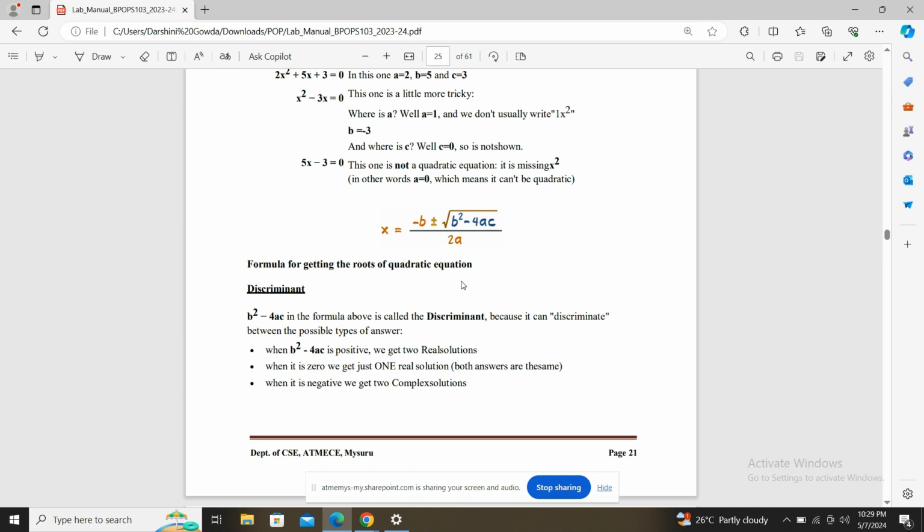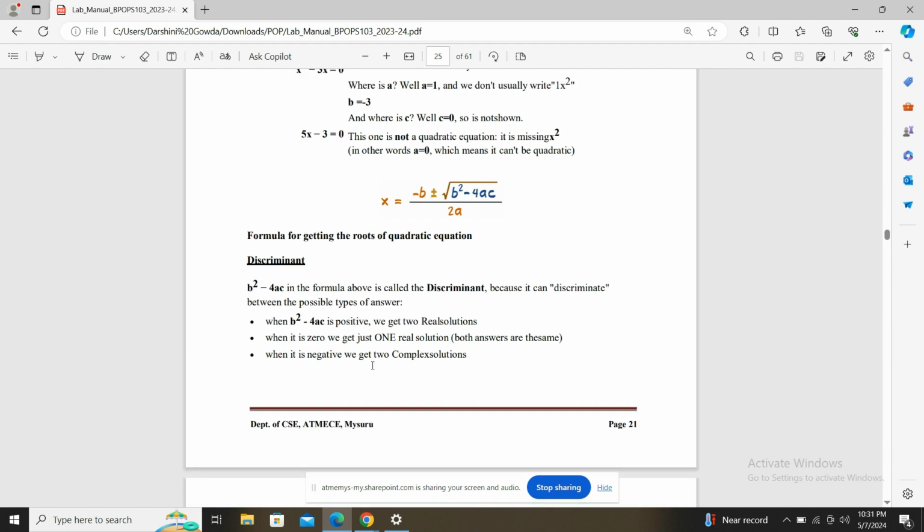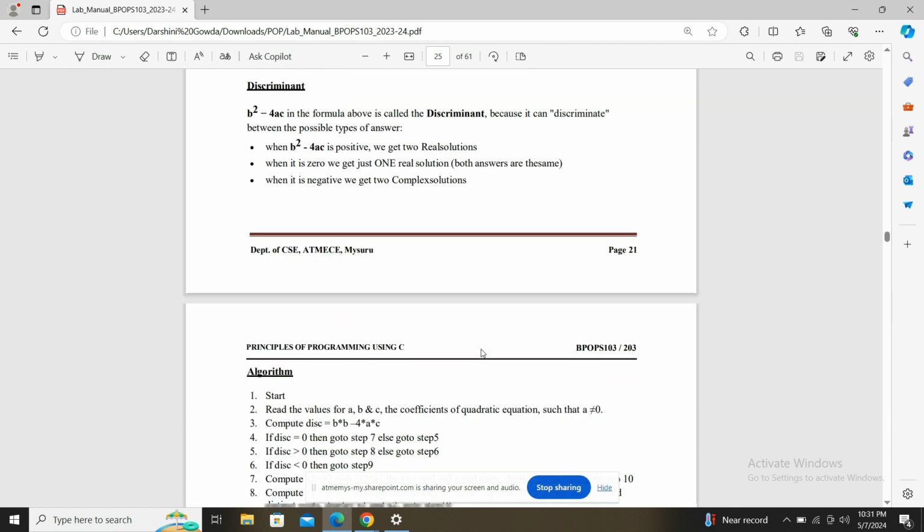Before moving our discussion to the algorithm, let us understand the meaning of discriminant. Here, b square minus 4ac in the formula above is called the discriminant because it can discriminate between the possible types of answer. When b square minus 4ac is positive, we get two real solutions. The second case is when it is 0, we get just one real solution. When it is negative, we get two complex solutions, which are also called imaginary values.